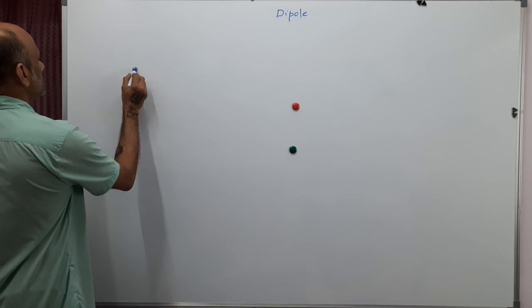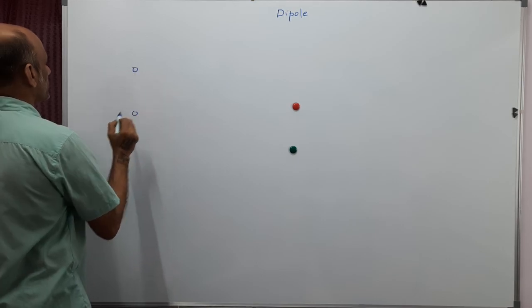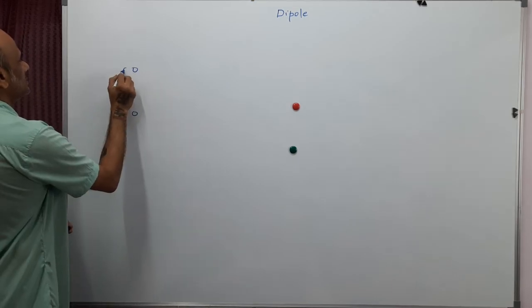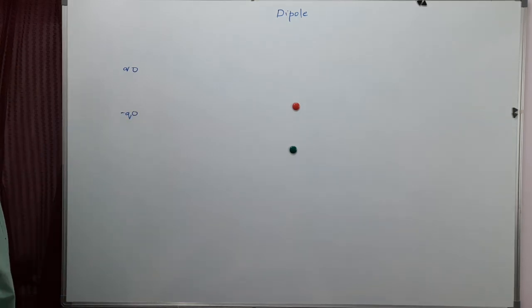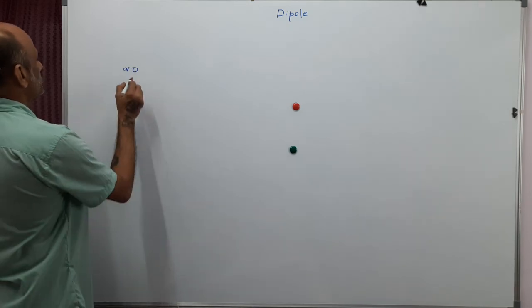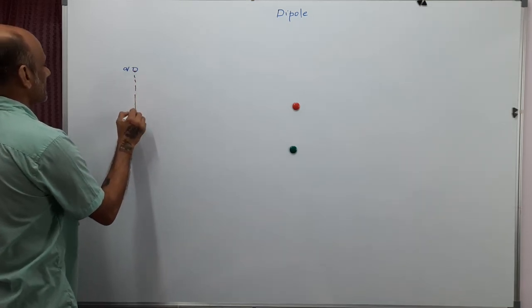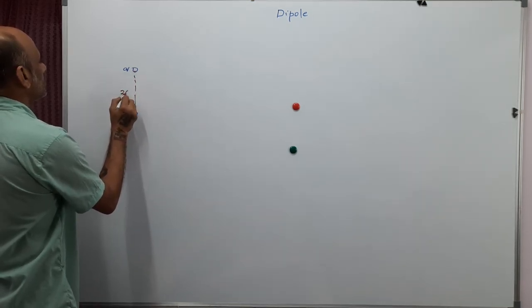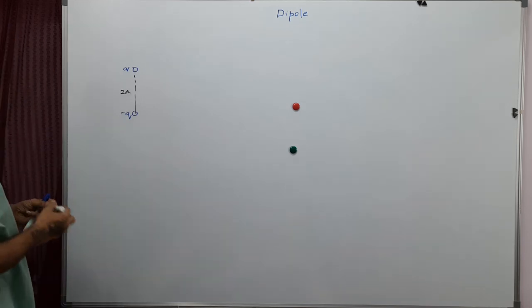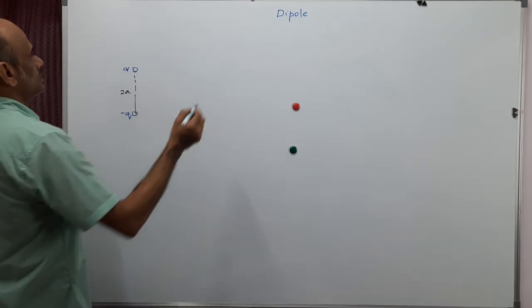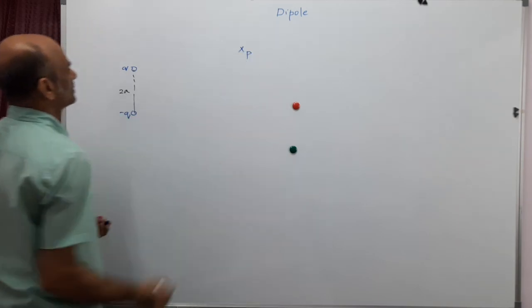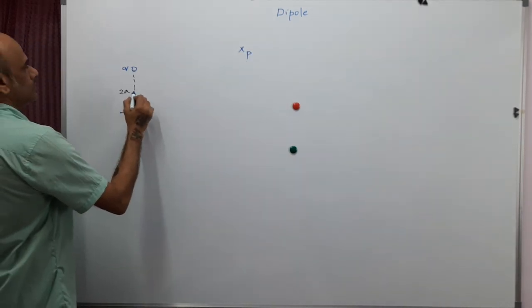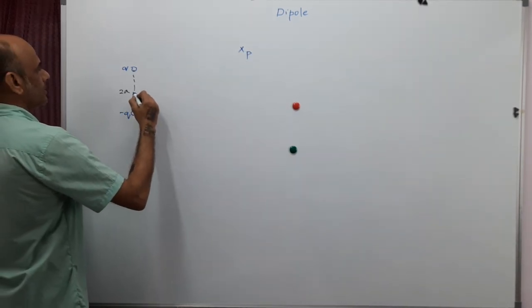Dipole is two equivalent opposite point charges Q and minus Q. Q is positive, separated by a small distance 2a. So the potential due to this dipole at this point P, in the middle of the dipole.